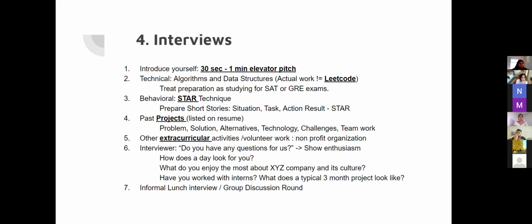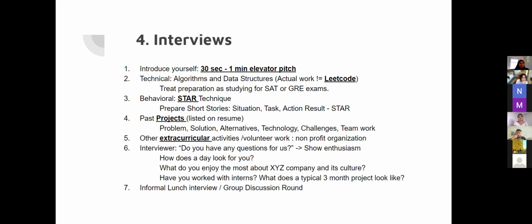Then the second thing is a technical problem. Once the introduction is done, maybe they'll also ask you a little bit about your past projects. Whatever you've mentioned on your resume, it's always fair game to ask anything related to it. So be very mindful of what you put inside, because you would also be asked follow-up questions regarding it.